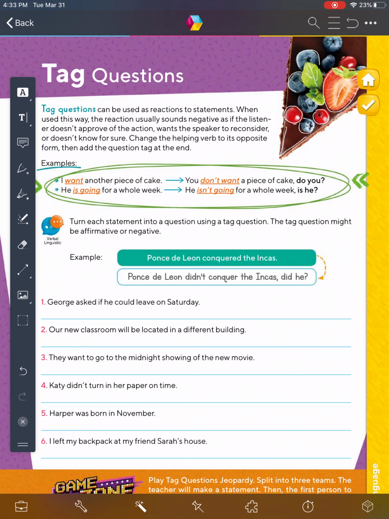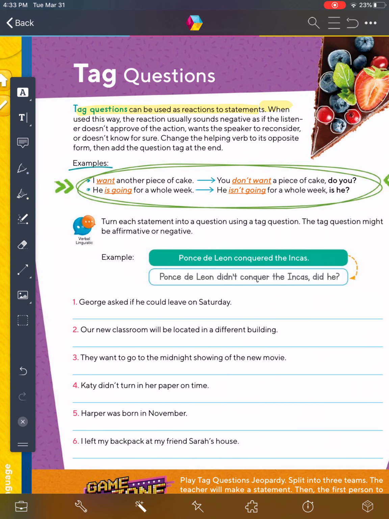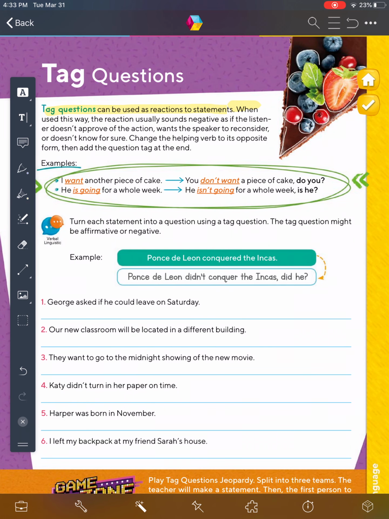Now, tag questions can be used as reactions to statements, as we saw in the video. When used this way, the reaction usually sounds negative, as if the listener doesn't approve of the action or wants the speaker to reconsider or doesn't know for sure. So what you have to do is to change the helping verb to its opposite form and then add the question tag at the end, okay? Such as the examples we have over here.